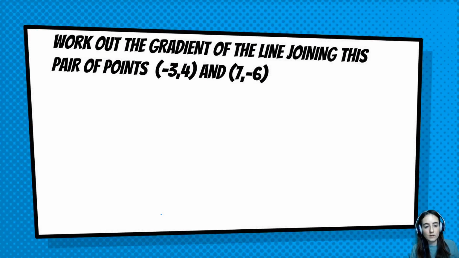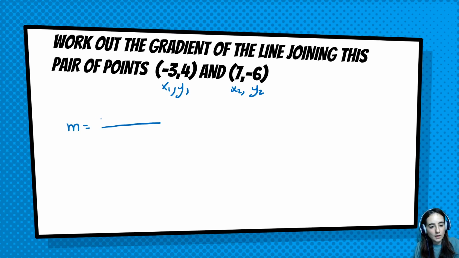Okay, now this one says, work out the gradient of the line joining this pair of points. What did we say? x1, y1. x2, y2. Next thing is our formula. M equals to, are you brainwashed yet? y2 minus y1 over x2 minus x1. Let's substitute.